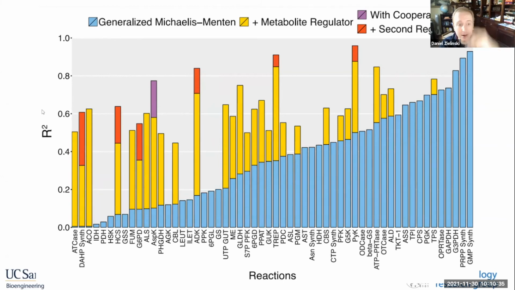You have the R squared, how well it worked for different reactions. So you could see, for example, IDH, the existing model doesn't explain well at all how that enzyme is regulated in vivo. So this is kind of like a failed case. But they had a lot of cases where initially they didn't have a very good idea of how it was regulated, very low R squared. But when they add a metabolite regulator, all of a sudden it explained a lot more of the flux.